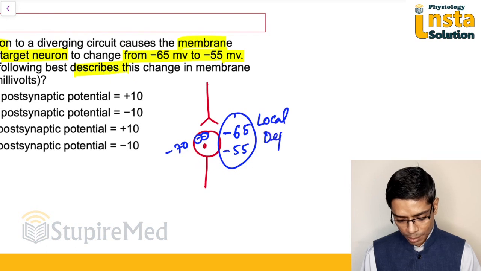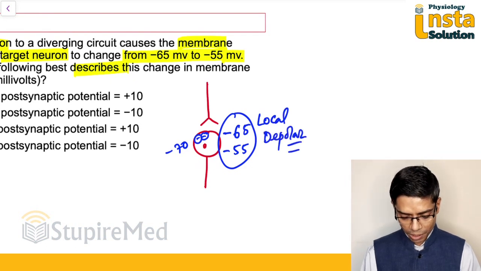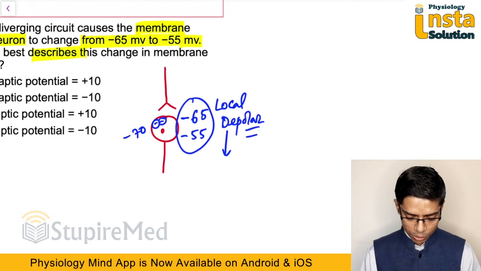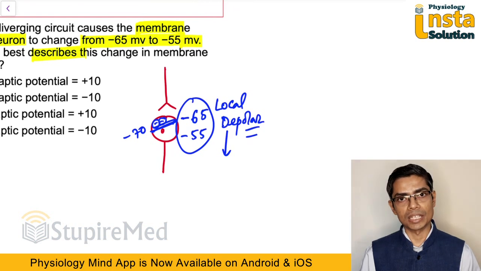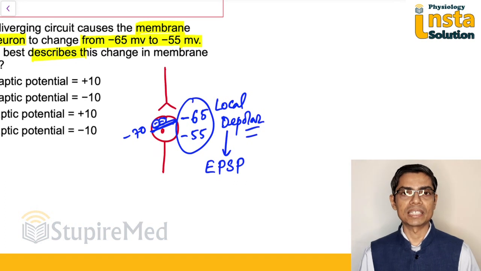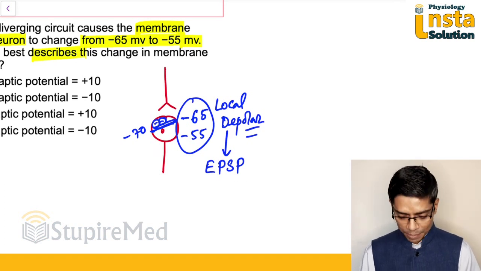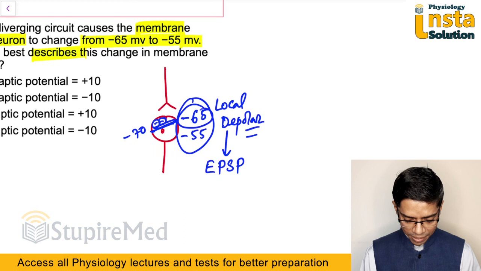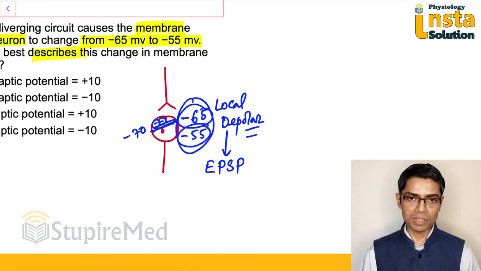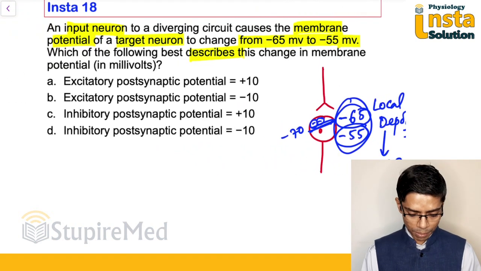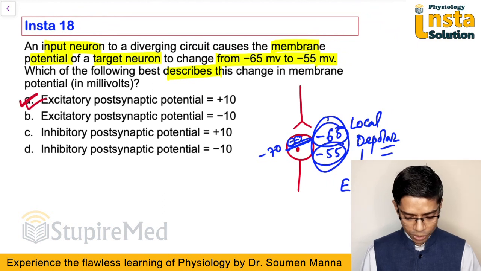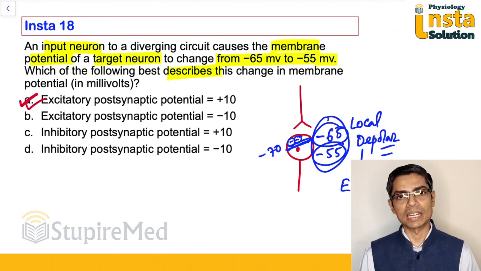local depolarization produced on this postsynaptic membrane. And the local depolarization produced at the level of this postsynaptic neuron is nothing but excitatory postsynaptic potential, or EPSP. This EPSP is rising from minus 65 to minus 55 millivolts, obviously in a positive direction. And how much positivity? Plus 10. So obviously the answer to this question is an excitatory postsynaptic potential of plus 10 millivolt.